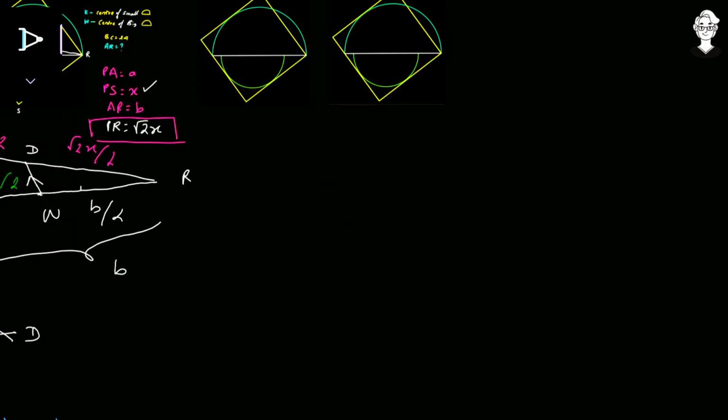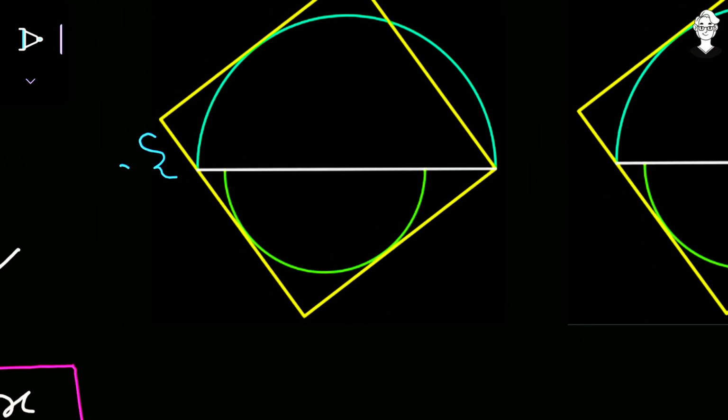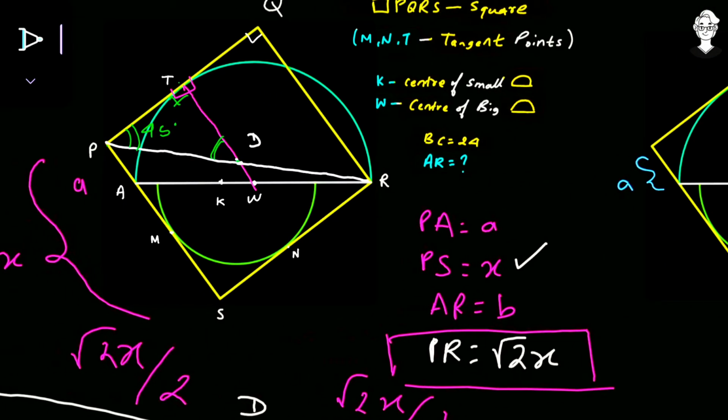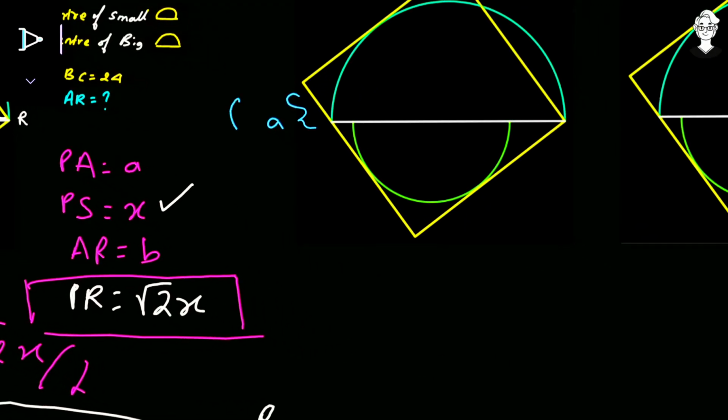Now in this diagram, just zooming over there. We have taken this much length as a. Remember, in this diagram PA was considered as a. So that much length is a. This complete length, from this corner to this corner, is the side of the square. Side of the square is equal to x.